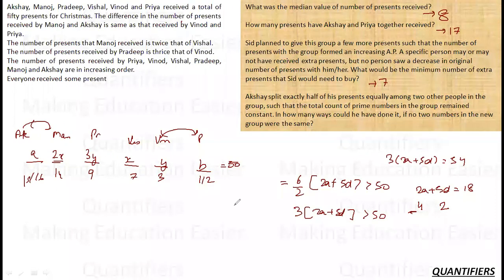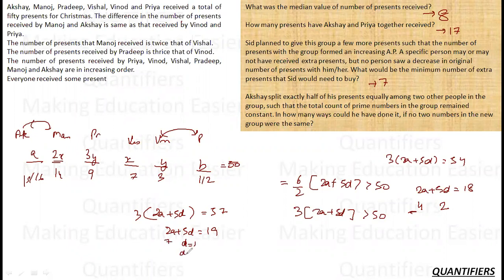Now let's move to the next case. When 2A plus 5D is equivalent to the next multiple, that is 57, then 2A plus 5D is equal to 19. Now what are the solutions? At D is equal to 1, A is 7, at D is equal to 3, A is 2. And then I formed an AP with this: 2, 5, 8, 11, 14 and 17, and it satisfies.